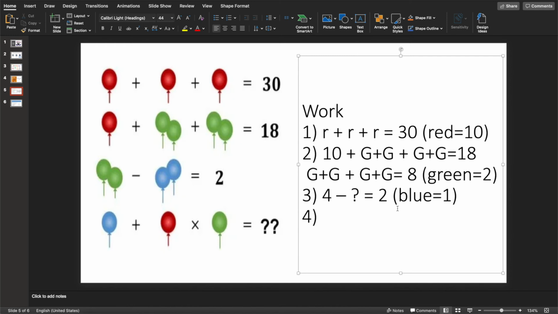All right, so I have a blue balloon, and how much did we say a blue balloon's worth? Good, 1. So I have 1 plus red balloon, 10. Good. Times, ooh yeah, some of y'all went so fast and thought this was addition. You better not get me. This is a multiplication. This is where PEMDAS comes into play. So 1 plus 10 times, what did we say a green balloon was? 2. Good.